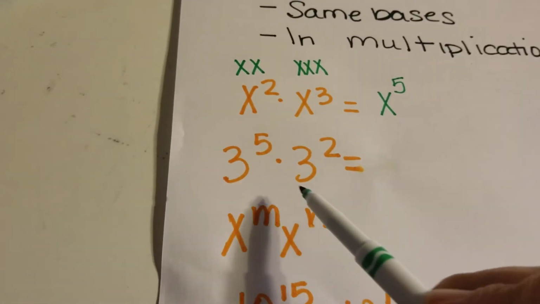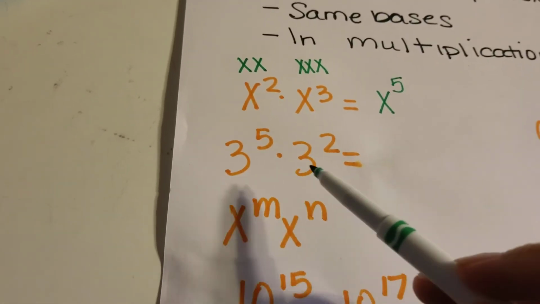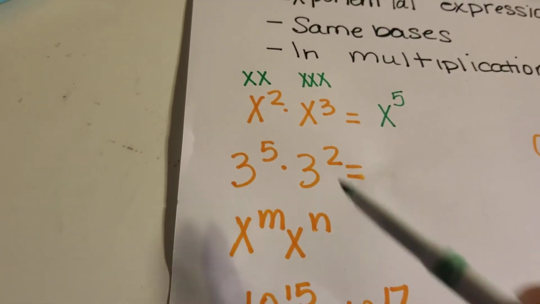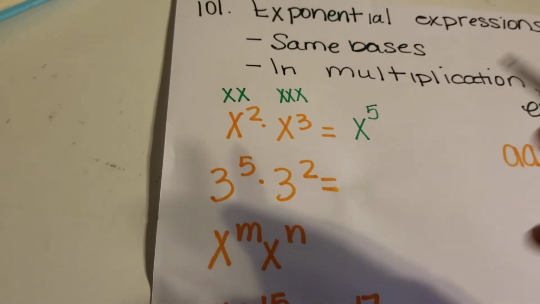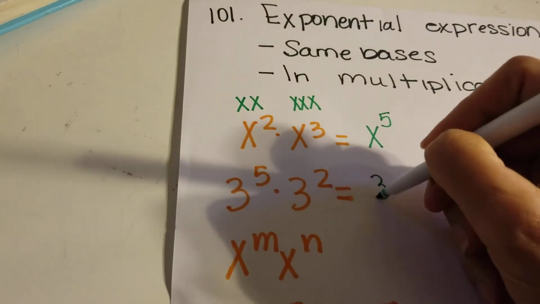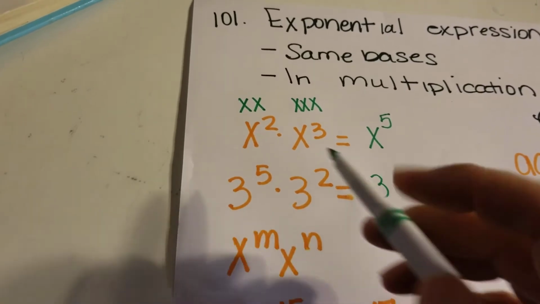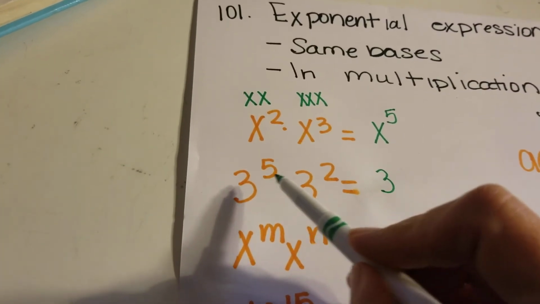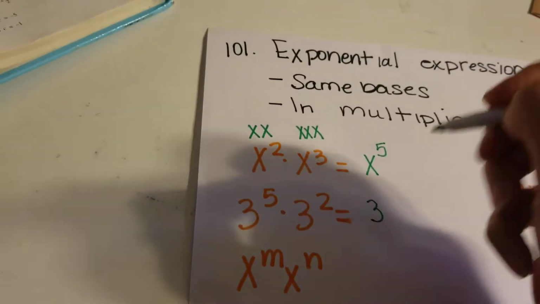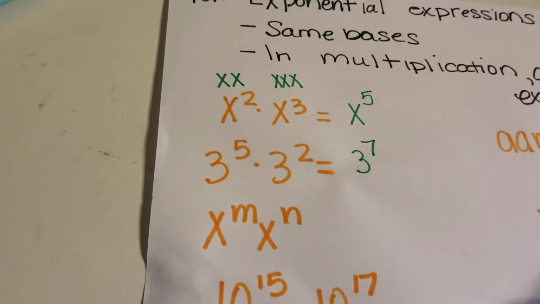Now here I have base 3, and I just want to write this in exponential form. So I keep my base the same, which is 3, and then I add my exponent, 5 plus 2, which is 7. Okay.